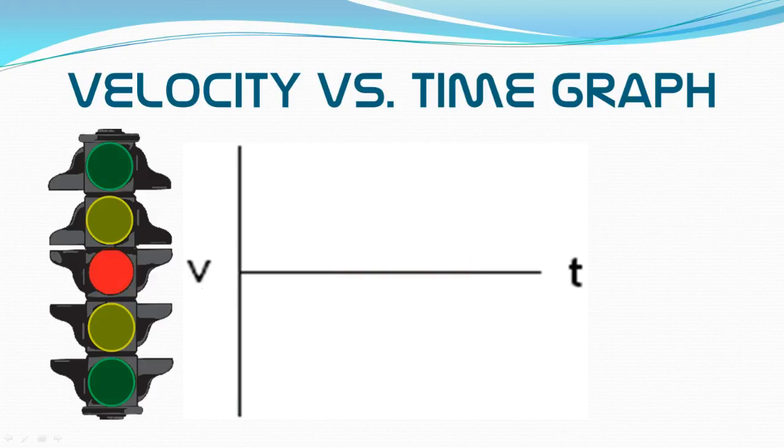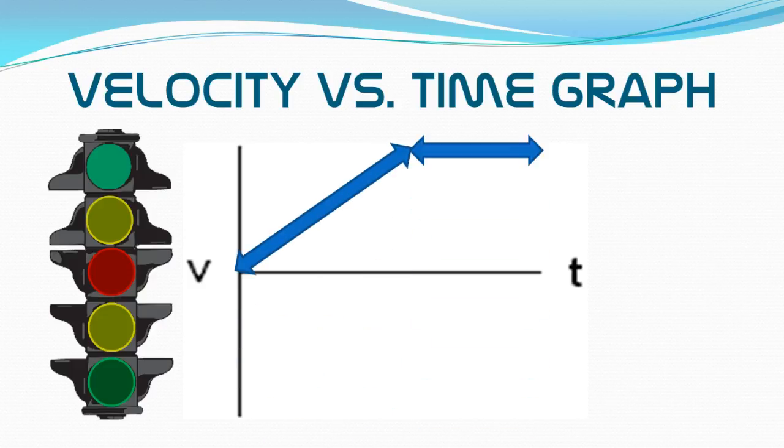Imagine you're sitting at a red light. You start to drive away. You speed up a little, you speed up a lot, and then you move at a constant velocity. My object's velocity went from 0, stopped, to a faster velocity and then stayed at that faster velocity.